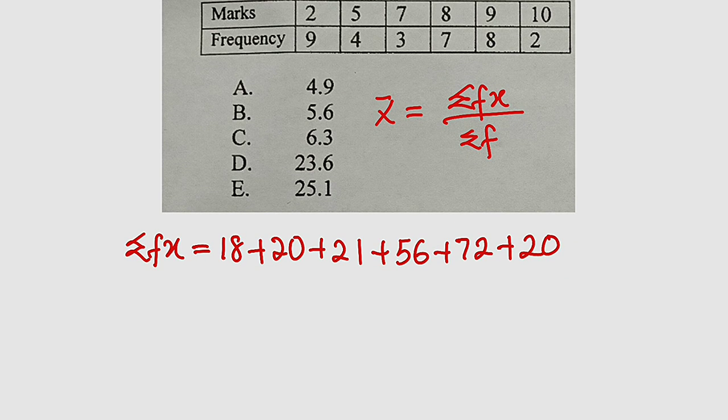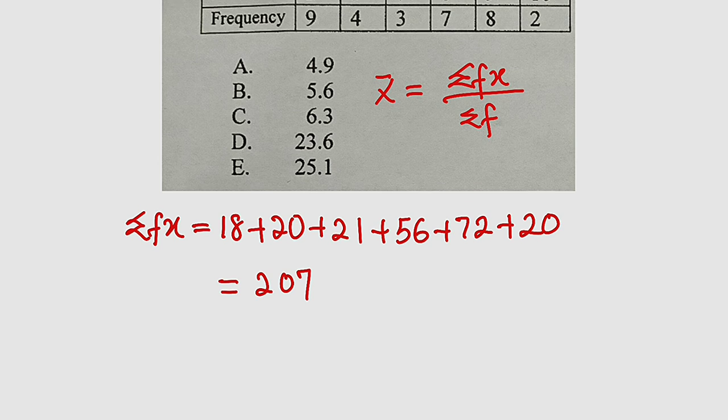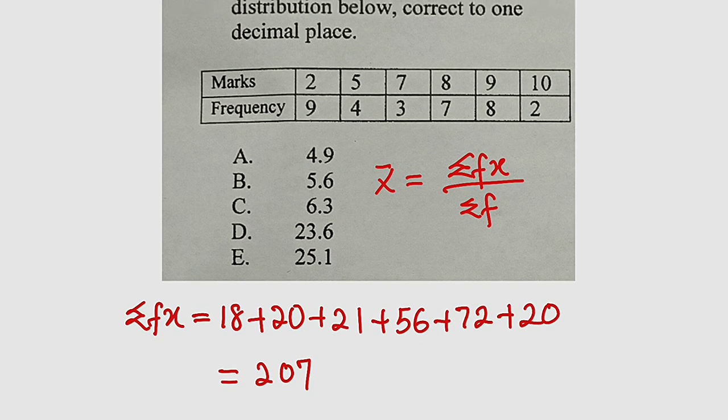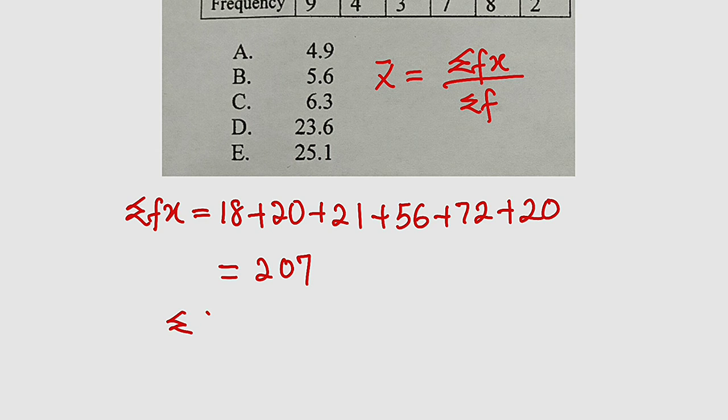So let's add all of this together. We have 18, 20, 21, 56, 72, and 20. Altogether, we have 207. So this is the summation of fx. So what is the summation of f? You can see that this is 10, this is also 10, that is 20, we have 29, this would be 33. So the summation of f is equal to 33.